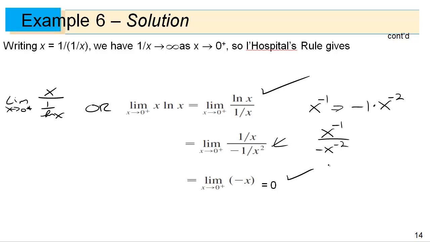So that means that in the original function, x natural log of x, because this piece was 0 and this piece was negative infinity and our answer ended up being 0, that means that this piece ends up having the dominance as we get closer and closer to 0. It has more impact on the product of the function.